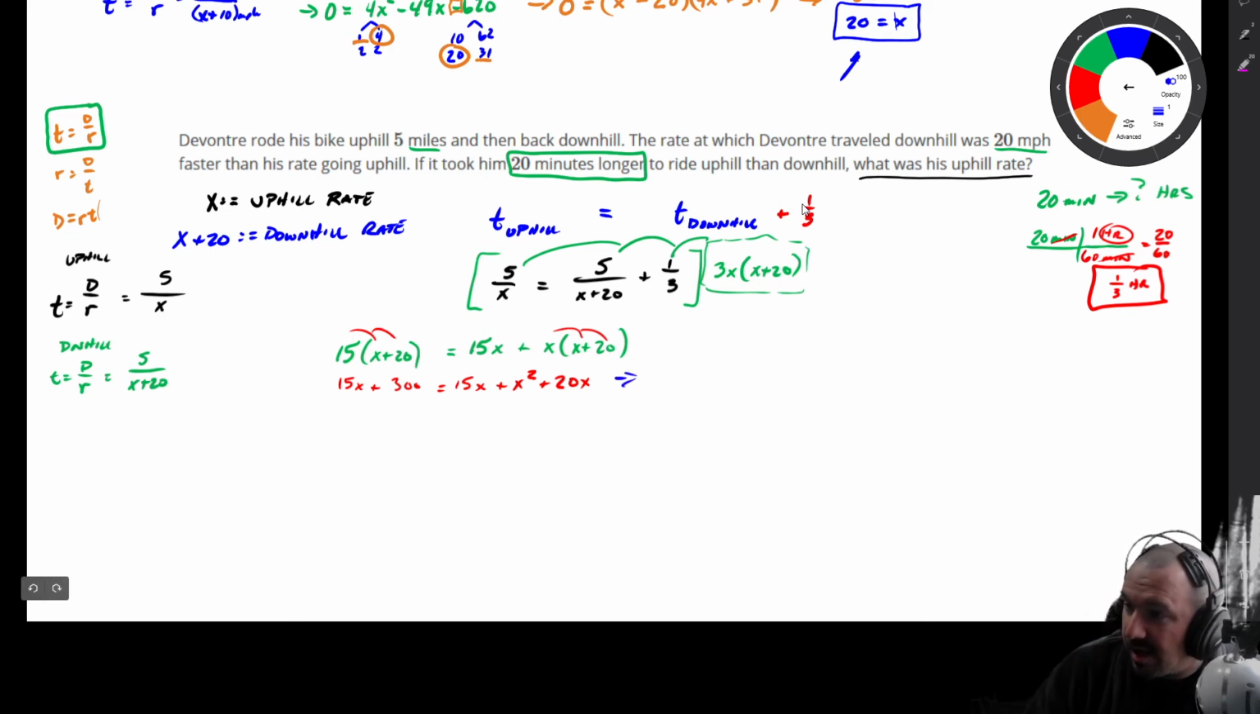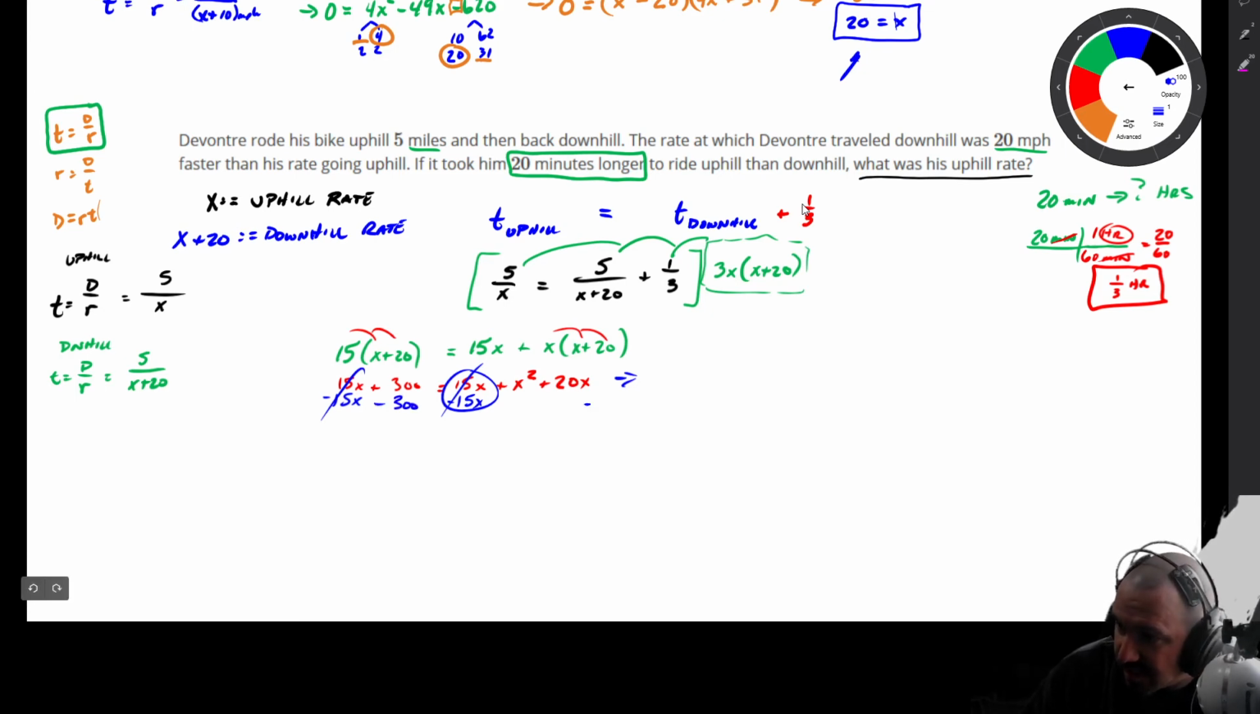All right, so I'm going to subtract 15x from both sides rather than combining like terms. I'm doing this because I noticed that if I do that, these two terms eliminate. So these eliminate, give me 0. These eliminate, give me 0. Now all I have to do is subtract 300 from both sides. And I finally get 0 is equal to x squared plus 20x minus 300.